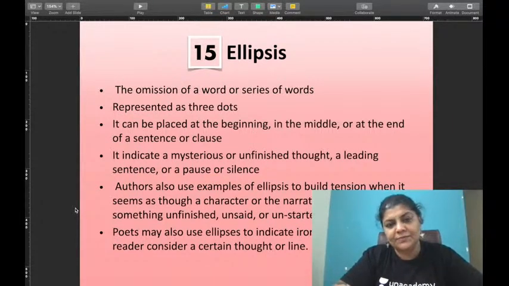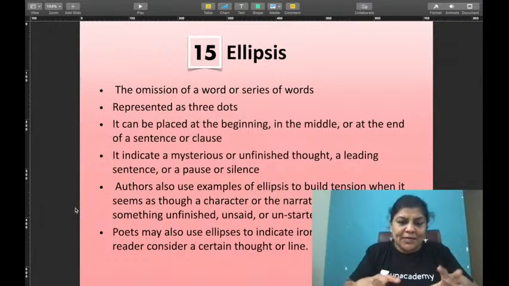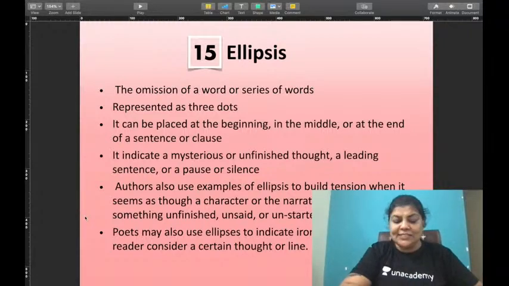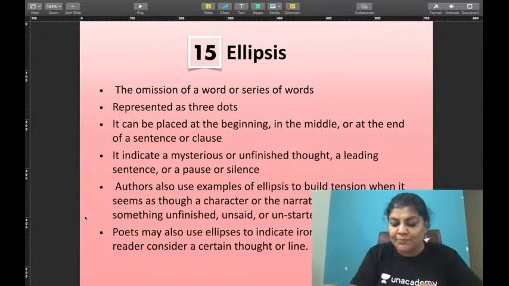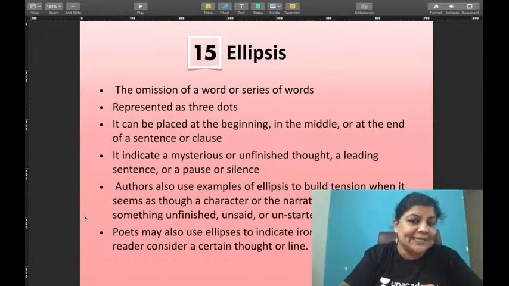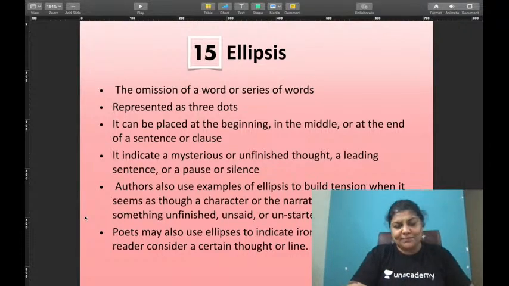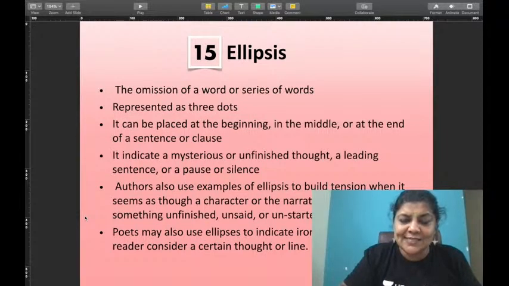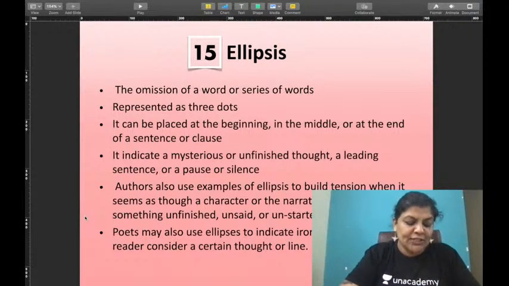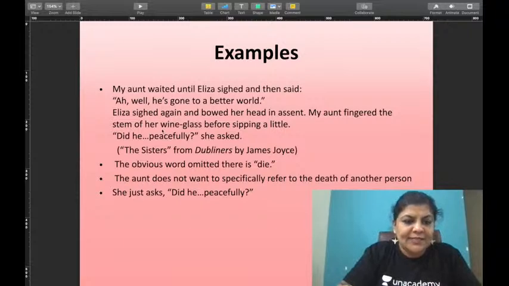What is ellipsis? When you say something, you deliberately omit a word or a series of words. That is called ellipsis. Ellipsis is usually represented by three dots. It can be placed at the beginning, middle, or end. When we quote poetry, when we make a quote, sometimes in research dissertations, research papers, we put ellipsis. Look at this. Did he peacefully? That means, did he die peacefully?